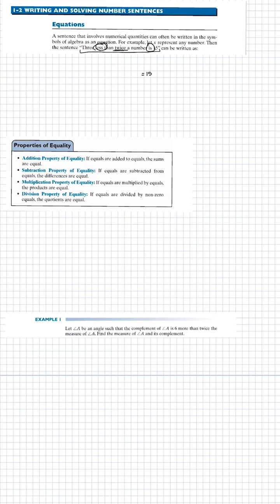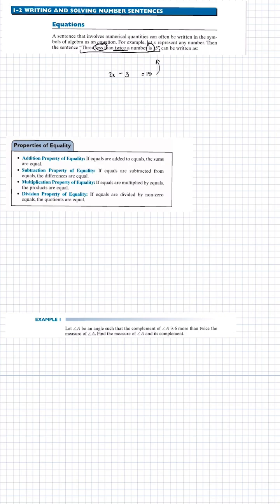So the way that I'm going to decode that into algebraic terms is 2x minus 3, and that equals 15. So if I were to read this exact algebraic equation out loud, I should also be able to reference back to the statement, and they should be the exact same.